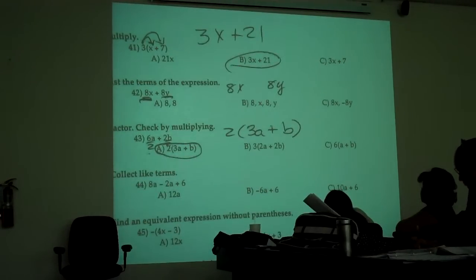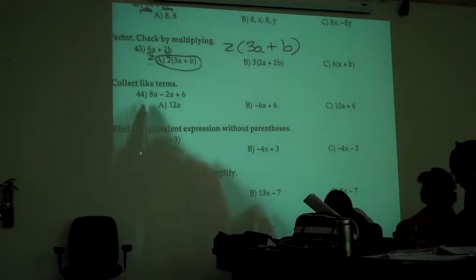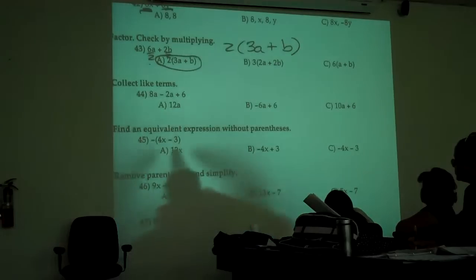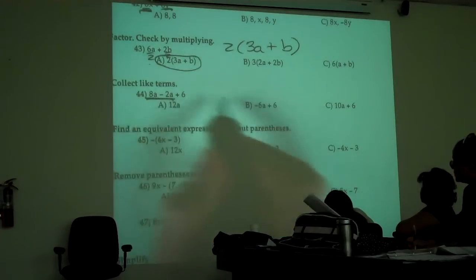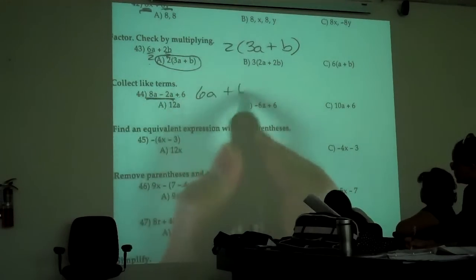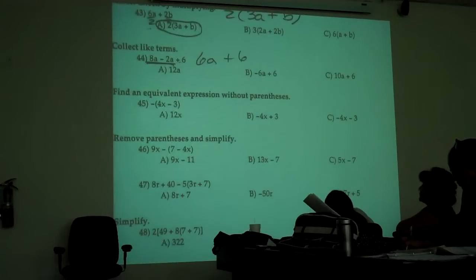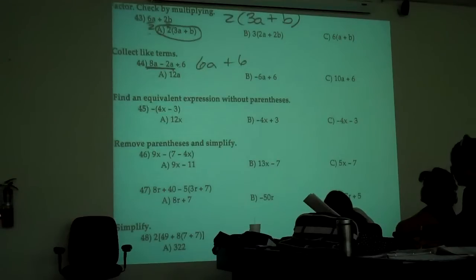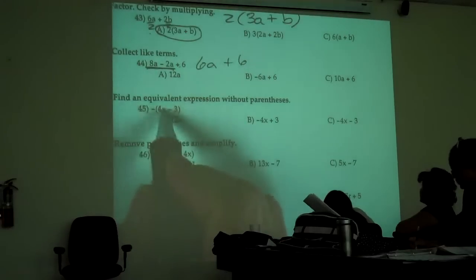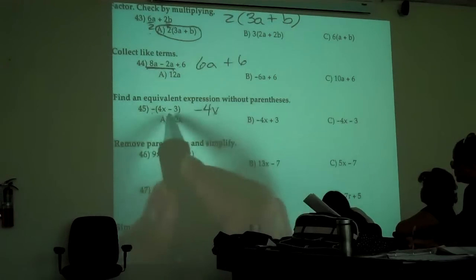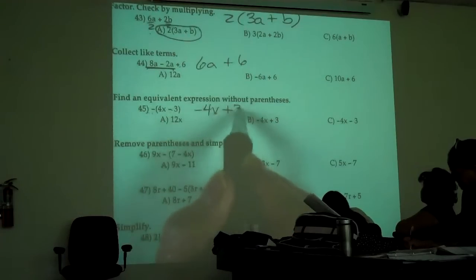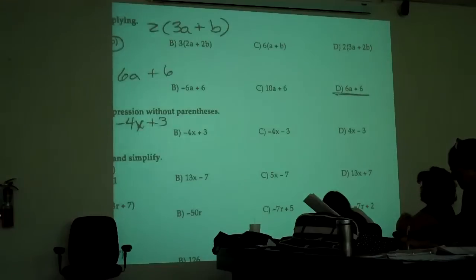Okay. Collect like terms. 6a plus 6. The a's are like terms, right? 6a plus 6. That's D. And find an equivalent expression without parentheses. That means you need to do minus this, minus that. So minus B, 4x, and then change this to plus. B?